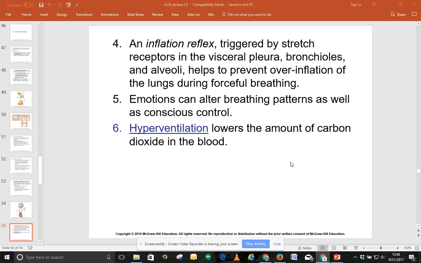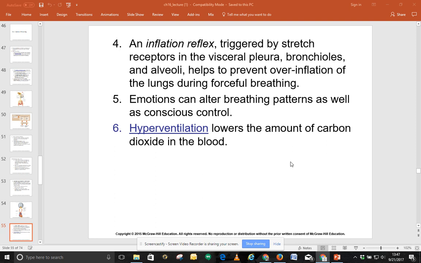We have such a thing called an inflation reflex, triggered by stretch receptors of the visceral pleura, bronchioles and alveoli. This helps to prevent overinflation of the lungs during forceful breathing. You can't blow up your own lungs because of the inflation reflex. You can only take a breath so deep and then you can't anymore, because your body will stop you.